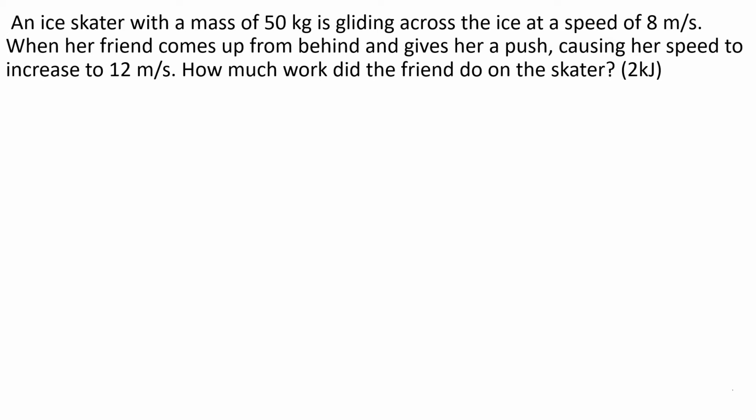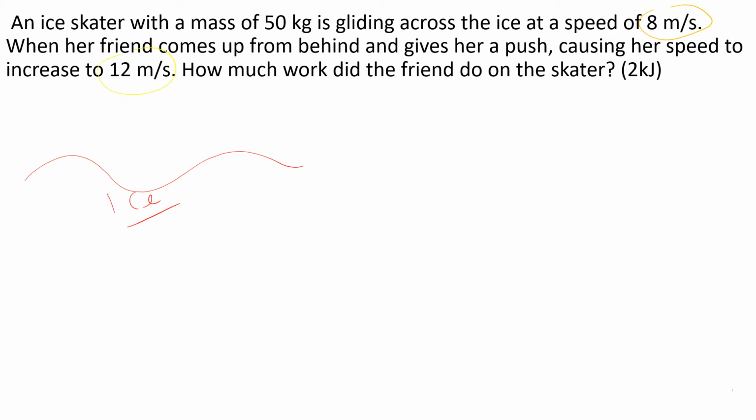We all know what skaters do. Maybe it is during the Olympics or just playing in winter, but we know that skaters slide along ice, and in this case we can presume that the ice is so smooth that the friction between the skater and the ice is small enough to be neglected. So the skater slides on ice, initially with a speed of 8 meters per second, but when the friend pushes this skater, the speed goes to 12 meters per second.